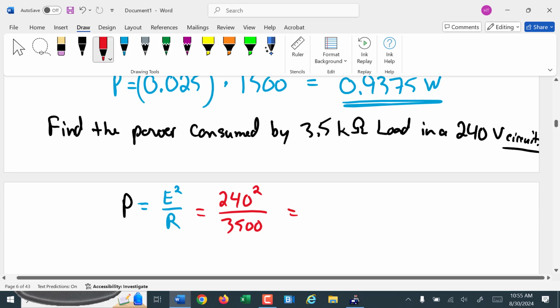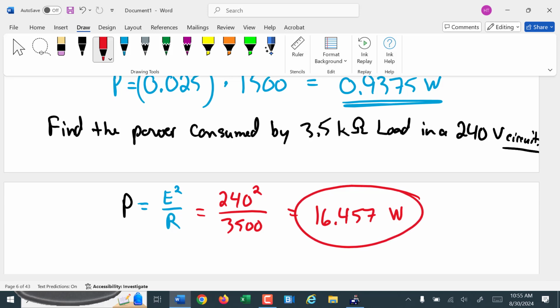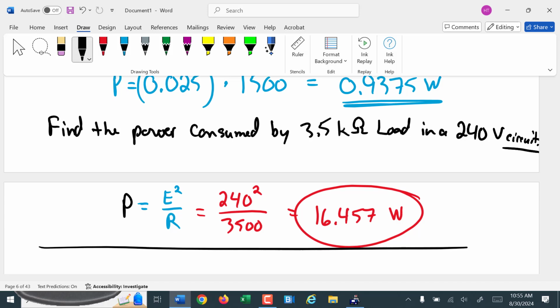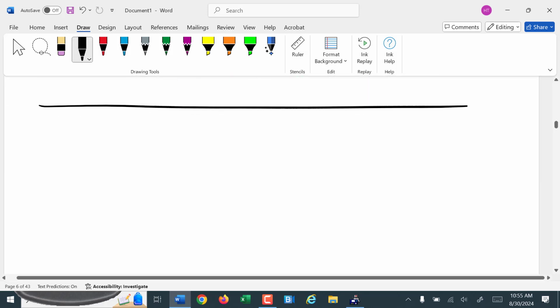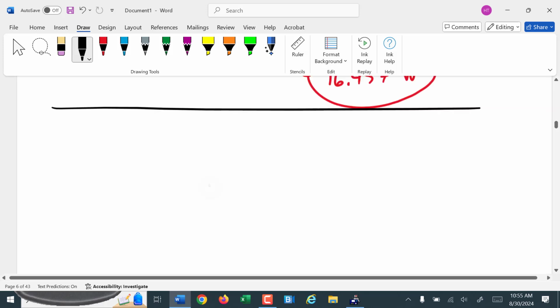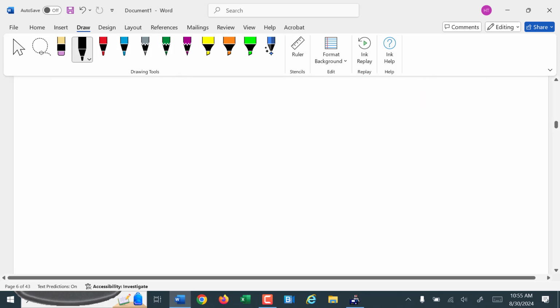So the 240 goes in for E, and that's going to be squared over 3,500. So 240 squared divided by 3,500. 16.46, we'll call it. 457, that'll work. Watts. Any questions on those?